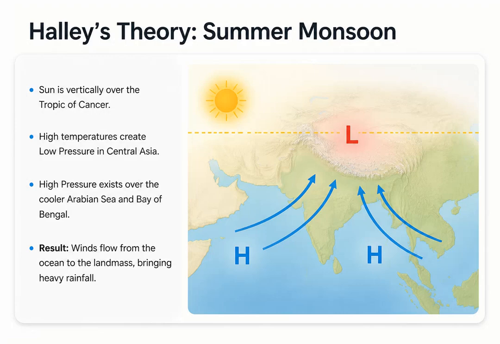According to Halley, during the summer, the sun's apparent path moves north to sit vertically over the Tropic of Cancer. This bakes the Asian continent, creating high temperatures and a massive low-pressure zone over Central Asia. Meanwhile, the oceans, the Arabian Sea and Bay of Bengal, remain relatively cooler, maintaining higher pressure. This pressure gradient forces moist air from the sea to flow onto the land, creating the summer monsoon rains.